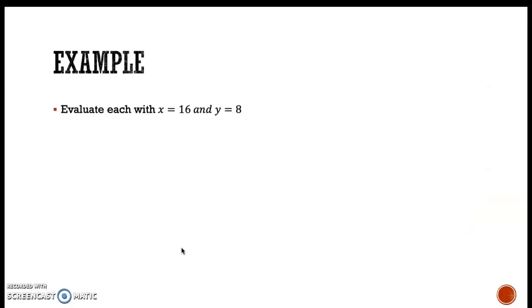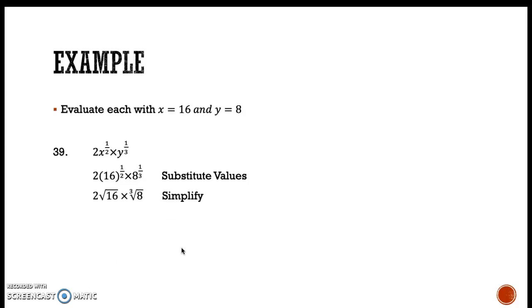In this example, it says evaluate each with x equal to 16 and y equals 8. In your book, question number 39 is 2x power half times y power 1 over 3. First, substitute the values: x you replace by 16 and y you replace by 8. Then you know that 16 power half is root 16. You change this half with the root and this 1 over 3 with the cube root. Then root of 16 is 4 and cube root of 8 is 2. So you multiply 2 times 4 times 2 equals 16. This is the answer for you.